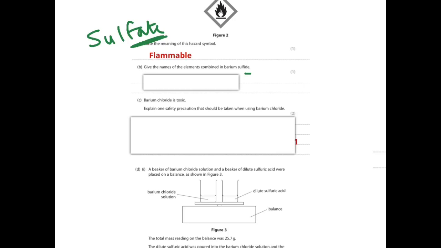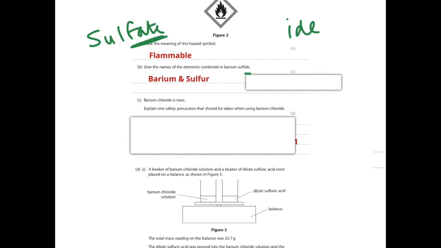Whenever the non-metal reacts with the metal in the compound, we change the end to ide, like chlorine becomes chloride, fluorine becomes fluoride, sulfur becomes sulfide. So we just get two elements here, barium and sulfur. Barium chloride is toxic.